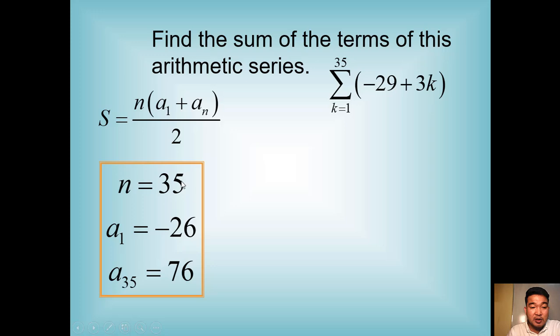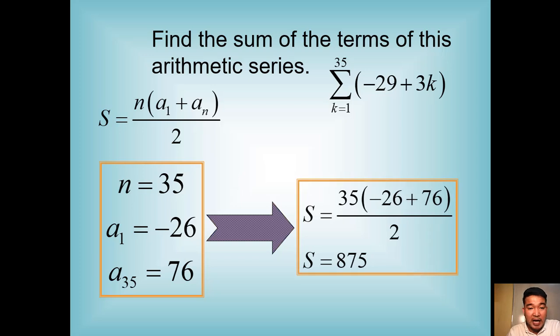So the given values are already complete. We can now solve for S, or for the sum of the terms in the arithmetic series. So by substitution, we will have N, which is 35, times the quantity of negative 26 plus 76 all over 2. So you will have 35 times negative 26 plus 76 is equal to how many?